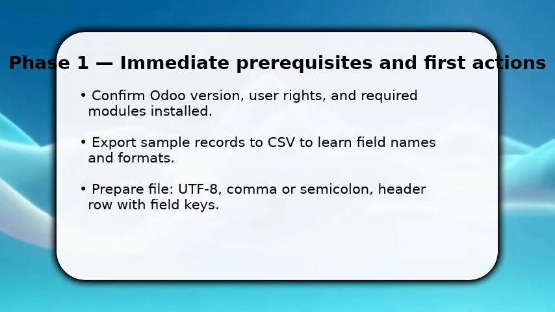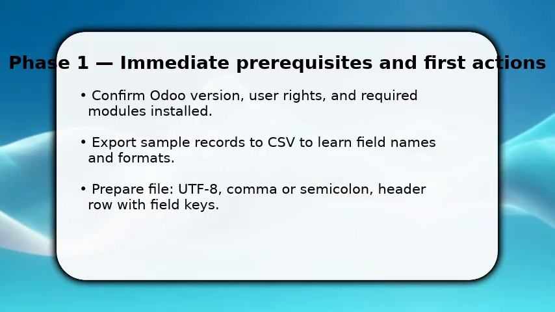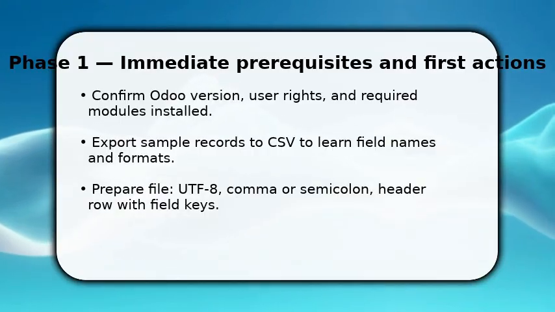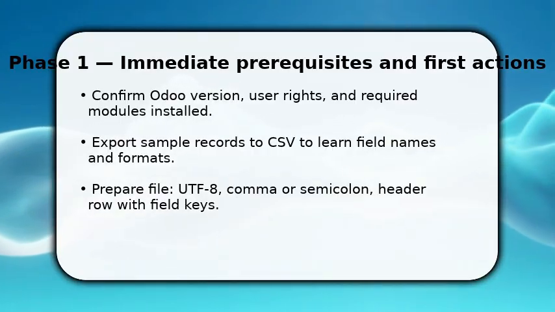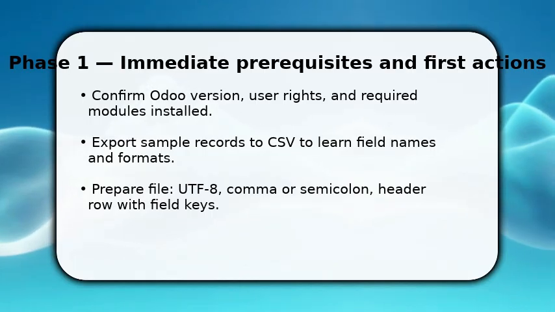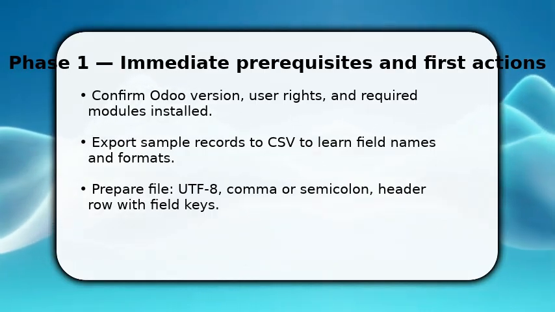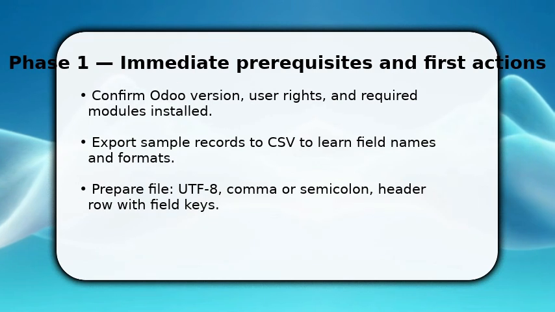Then, prepare your import file. Save as UTF-8, include a header row with Odoo field keys, and choose comma or semicolon delimiters depending on your localization. Make a backup of target records before proceeding. This protects you if something goes wrong.